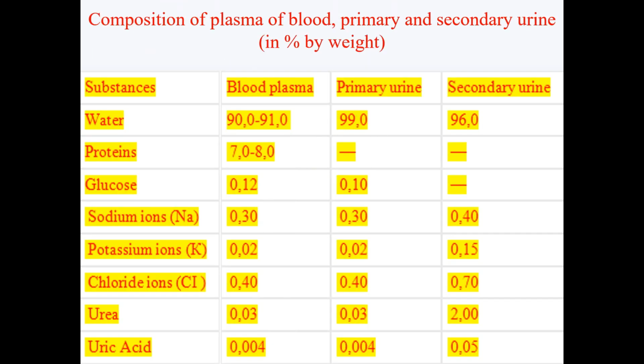Here you can see the composition of blood plasma, primary and secondary urine in percent by weight. For example, substances such as water, proteins, glucose, sodium ions, potassium ions, chloride ions, urea and uric acid, and their content in blood plasma, primary urine and secondary urine.